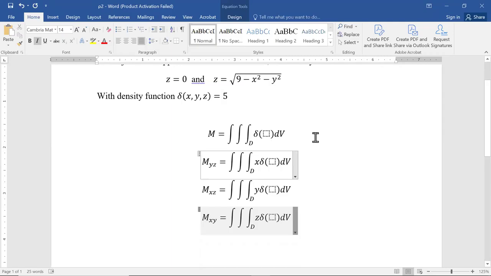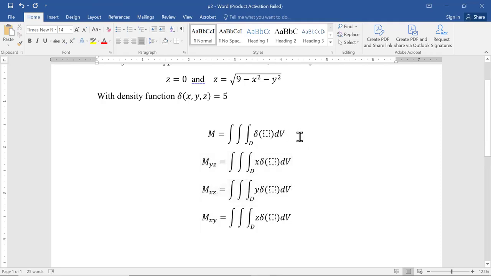Now, if you remember, the mass is always going to be the triple integration of the density function over the object with respect to v. And then we also need the moment from the YZ plane, the moment from the XZ plane, and the moment from the XY plane. When you find each of these, we are going to multiply the density function by either x, y, or z, depending on which plane we're going from.